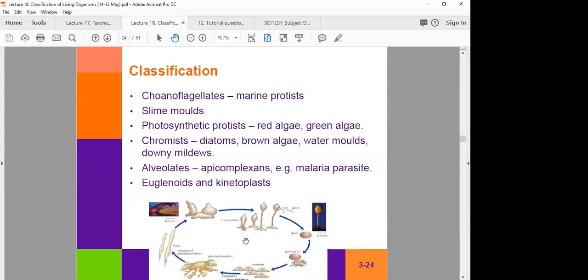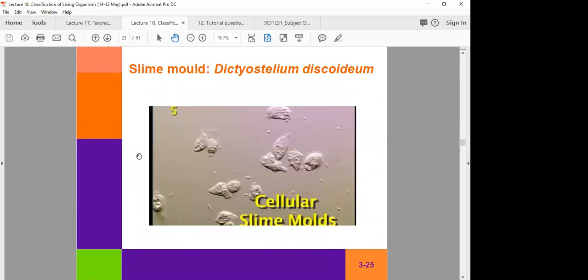And also interesting that you have these single-celled organisms that can come together, they communicate so well, come together and act like a multicellular organism does. So quite interesting there. If you're interested in actually seeing them at work, just Google YouTube Dictyostelium discoideum. Cellular slime molds, really interesting.